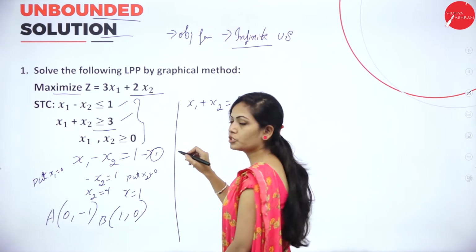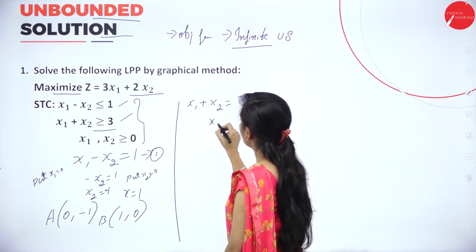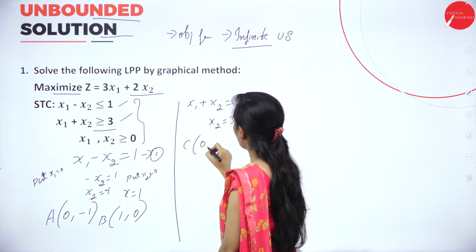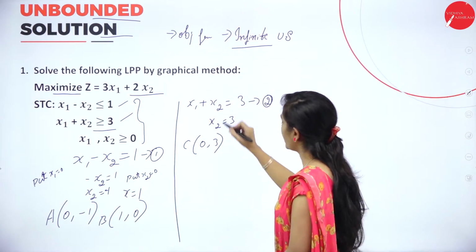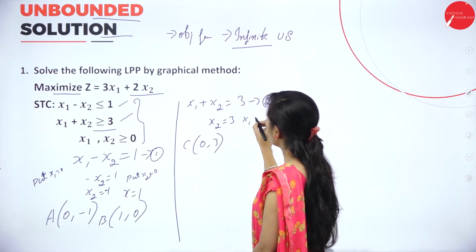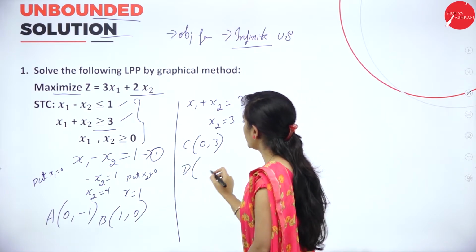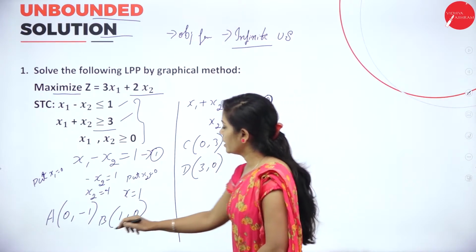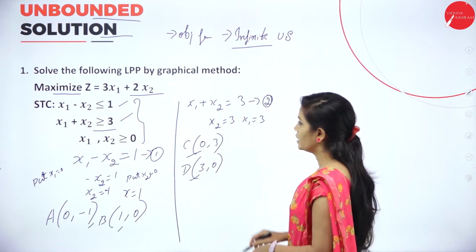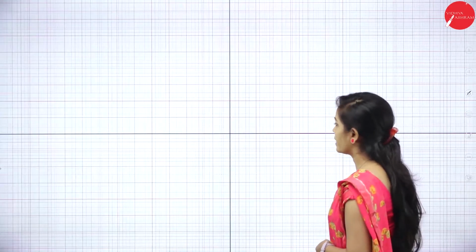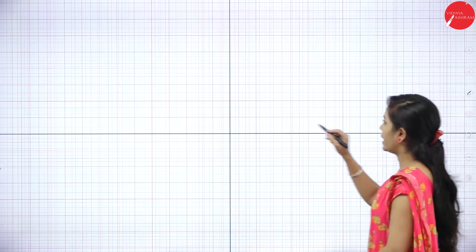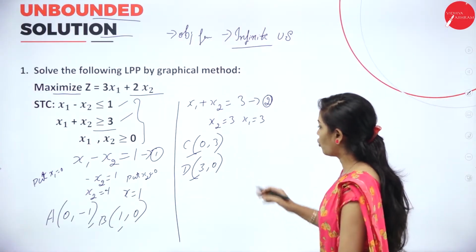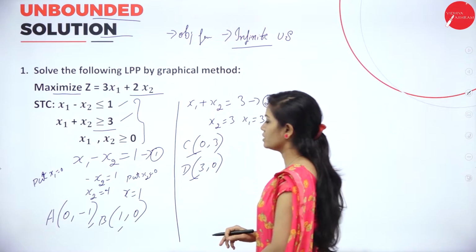Put x1 is equal to 0, then x2 is equal to 3. So point C is 0, 3. Put x2 is equal to 0, then x1 is equal to 3. So point D is 3, 0. Here I got 4 point values. Mark these values using a graph sheet, x-axis and y-axis. The maximum value out of these points is 3.